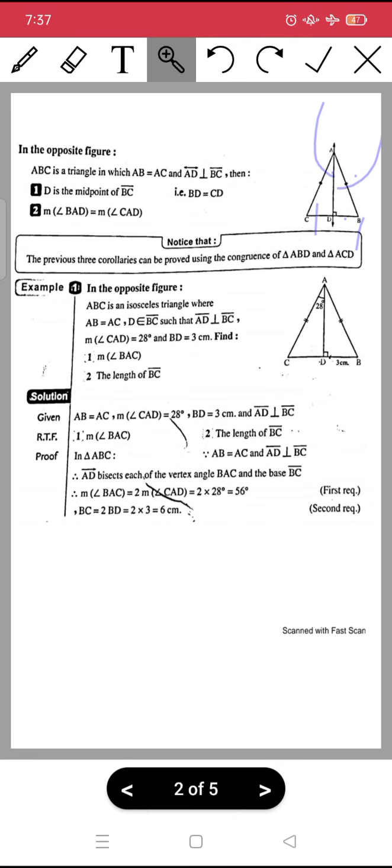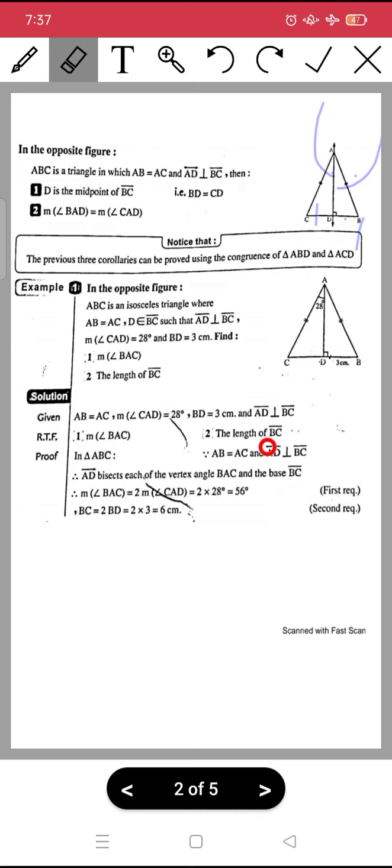Now, we have an example here. ABC is an isosceles triangle where AB equals AC. Therefore measure angle C equals measure angle B. AD is perpendicular to BC, so we have measure angle ADB equal to measure angle ADC, 90 degrees. Measure angle CAD equals 28, BD equals 3 centimeters. Find measure angle BAC, which is angle A, and the second part.